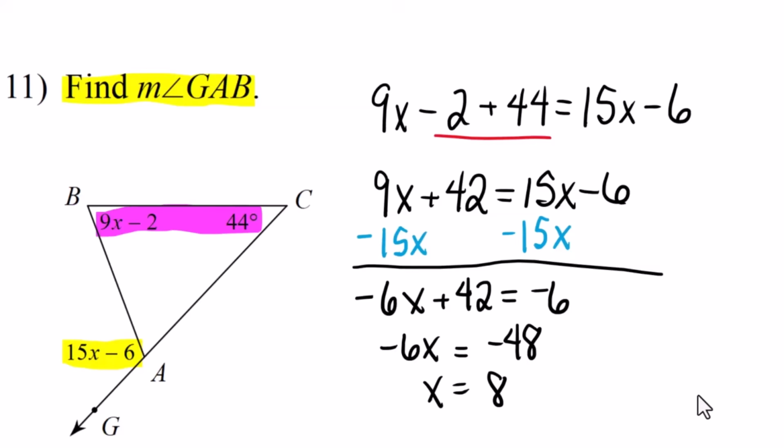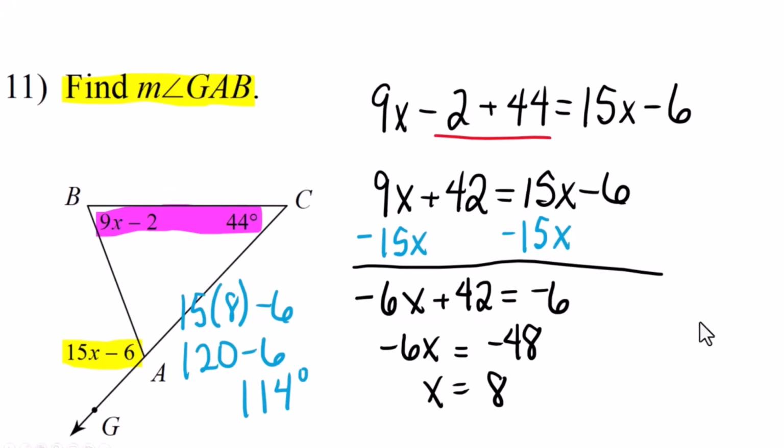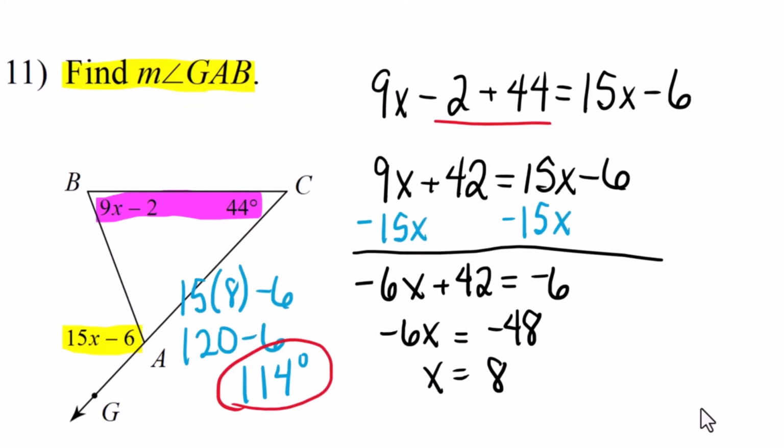Now this is where you are in danger of quitting. You're totally right. No mistakes have been made. We have x equals 8. That has to go in here. And that angle is 114 degrees. Put a circle around it, and we're out of here.